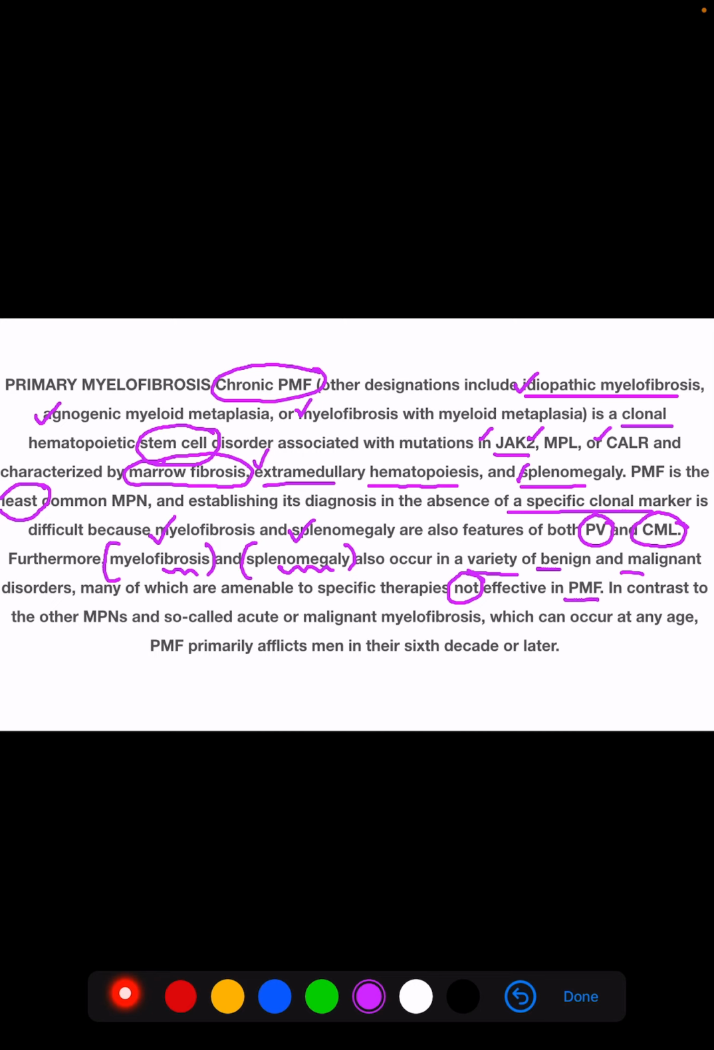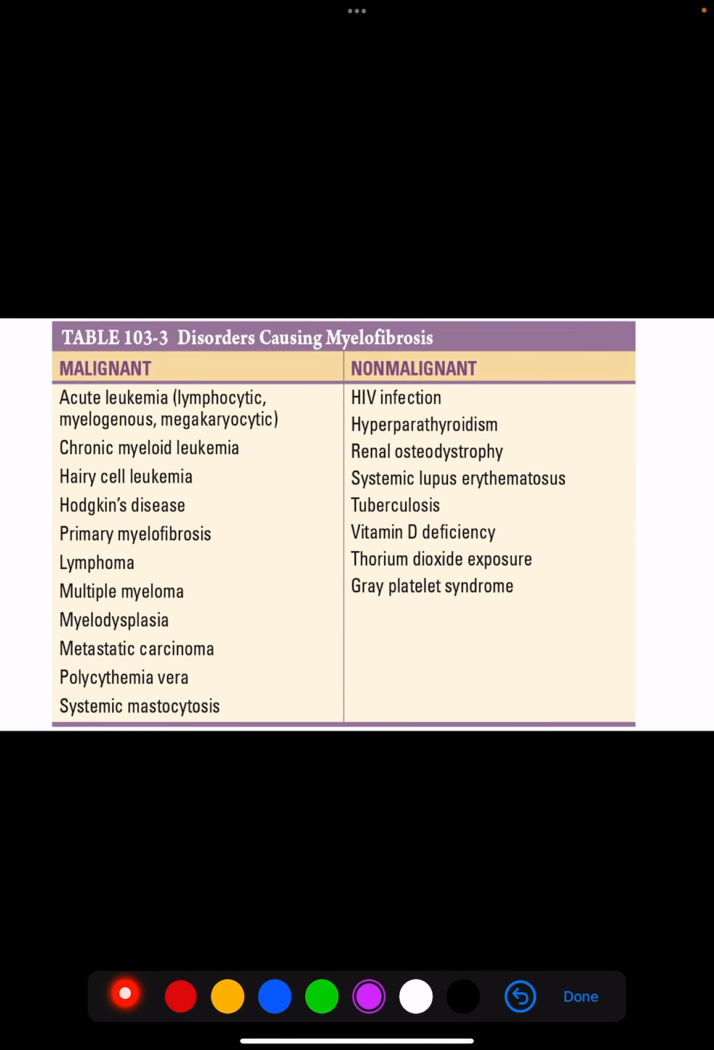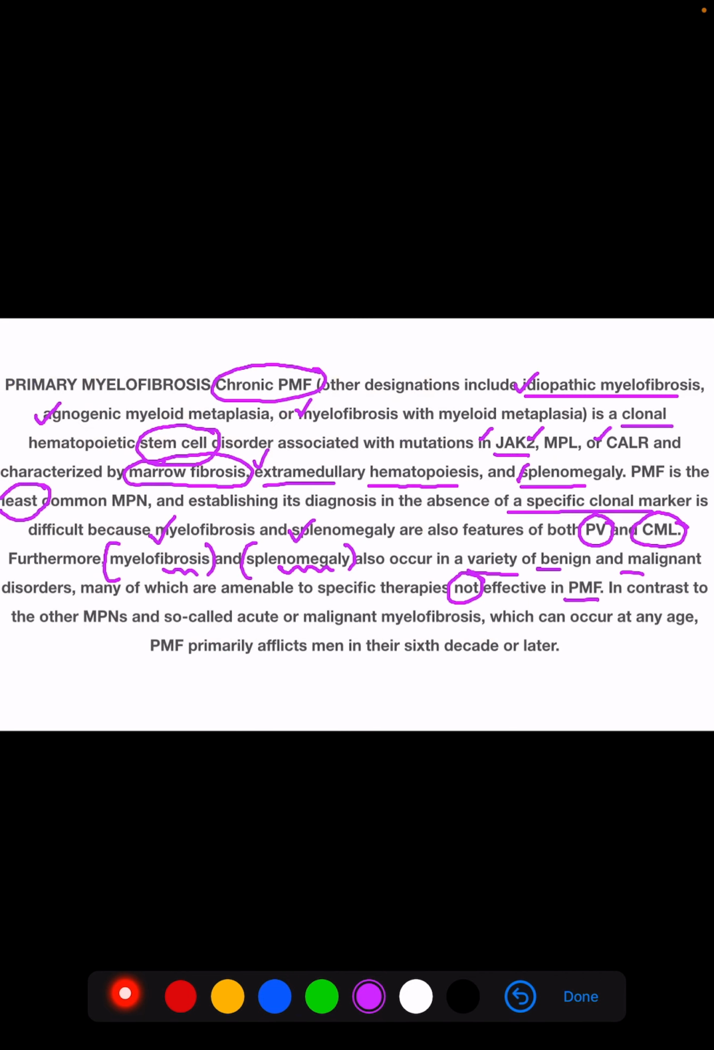In contrast to other myeloproliferative neoplasms and so-called acute or malignant myelofibrosis, which can occur at any age, primary myelofibrosis primarily afflicts men in their sixth decade or later.